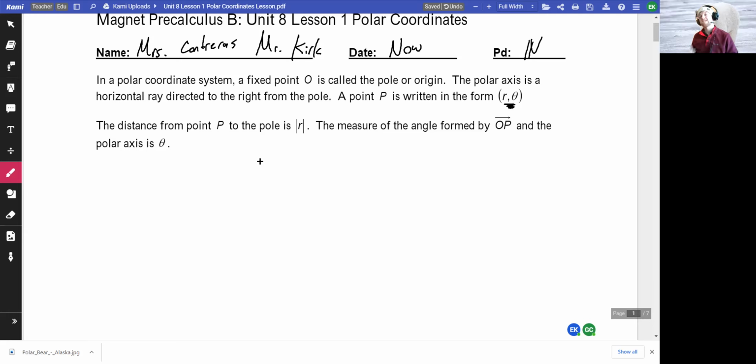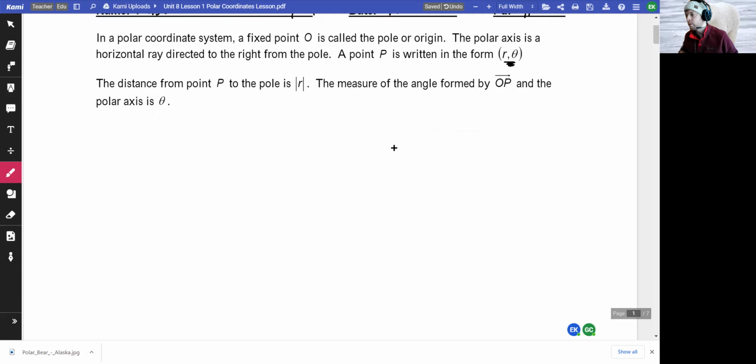Think about functions. Anyways, we have in a polar coordinate system, a fixed point O called the origin, a polar axis, which is a horizontal ray directed to the right from the pole. When you think of a ray directed right from an origin, what do you think? That's the positive direction. Well, it's positive, but like you can kind of think of it as the x-axis, right? Okay, yeah. But it's not the x-axis. It's the polar axis.